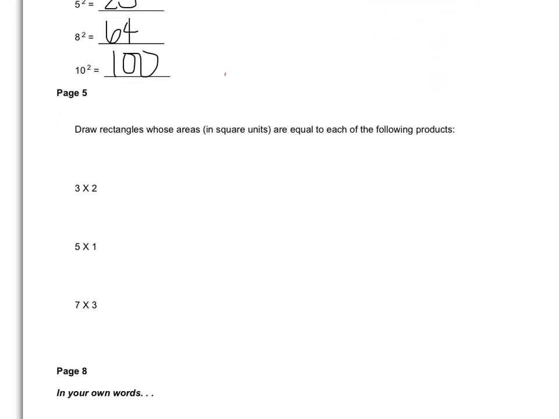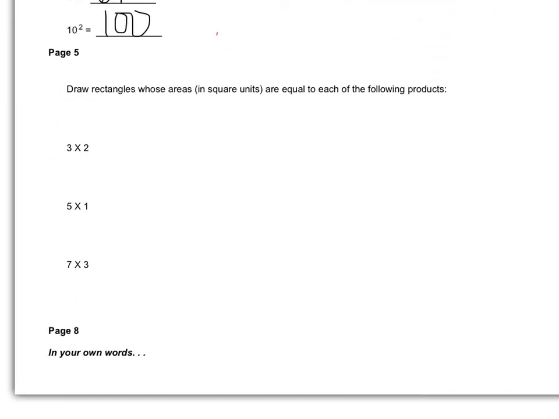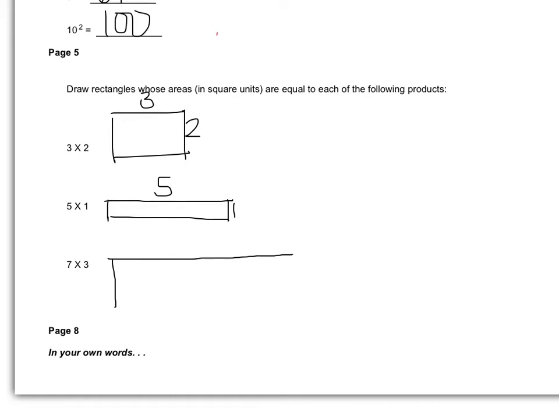So if I were to draw a rectangle whose area was equal to the following products, well, if I had a rectangle that was 3 by 2, that would mean one side was 3 and the other side was 2. If it was 5 by 1, one side would be 5, the other side would be 1. 7 by 3 would mean one side was 7 and the other side was 3.